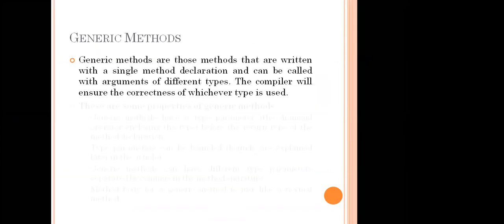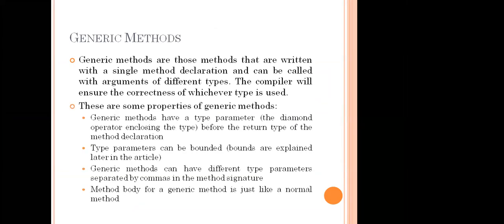So we have some properties for generic methods. Generic methods have type parameters that we mention in diamonds. If they are not diamond operators, we can simply call them the angular braces. That is, we can call them diamond operators, and they enclose the type parameters before the return type of the method declaration. Before that itself, we write these type parameters.